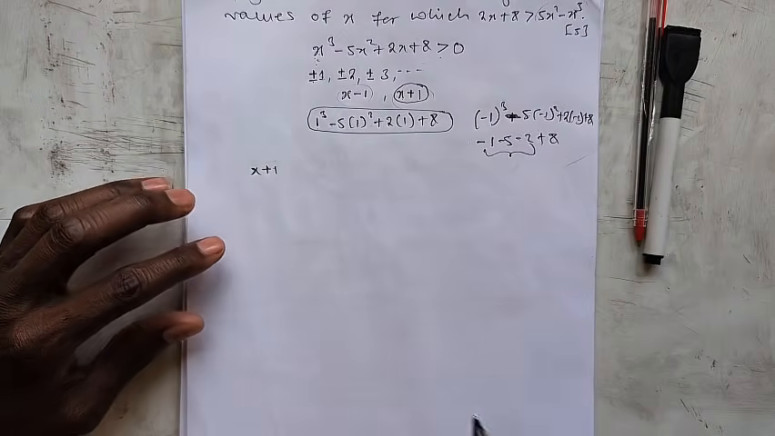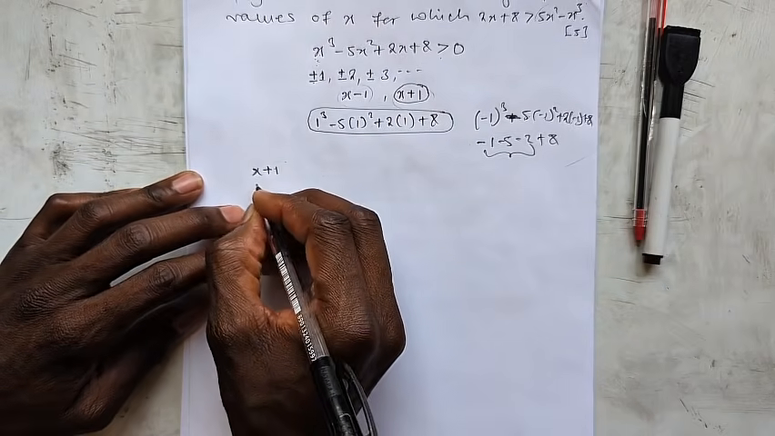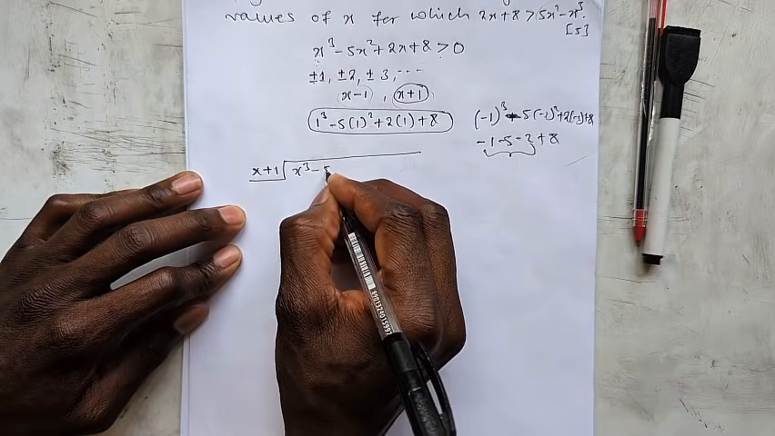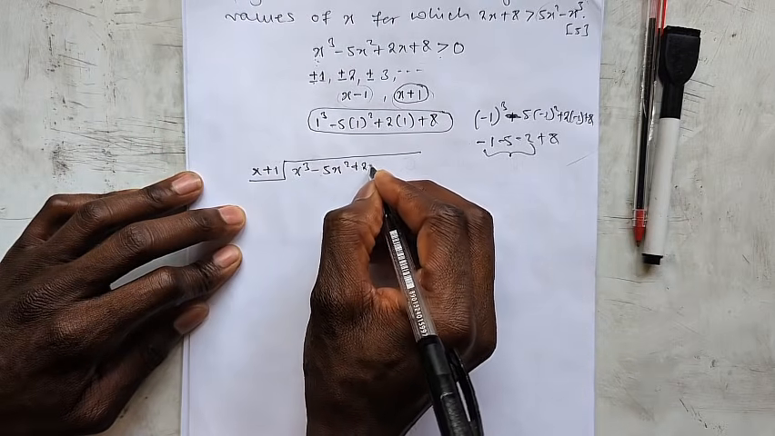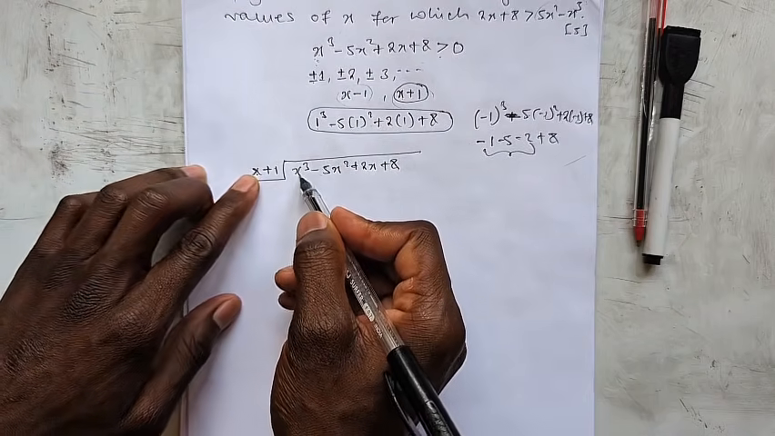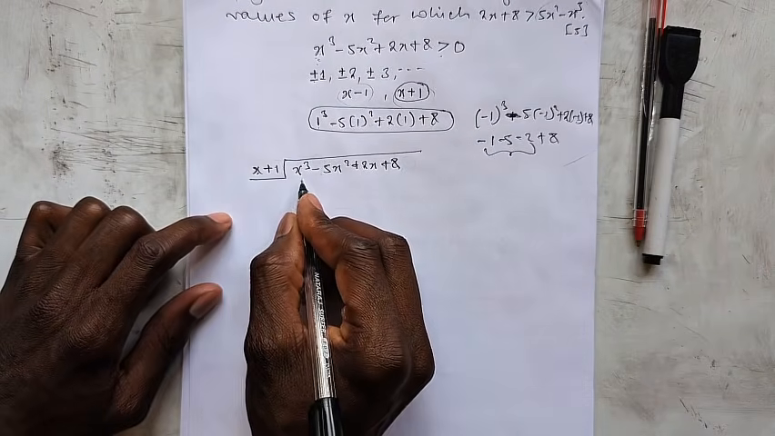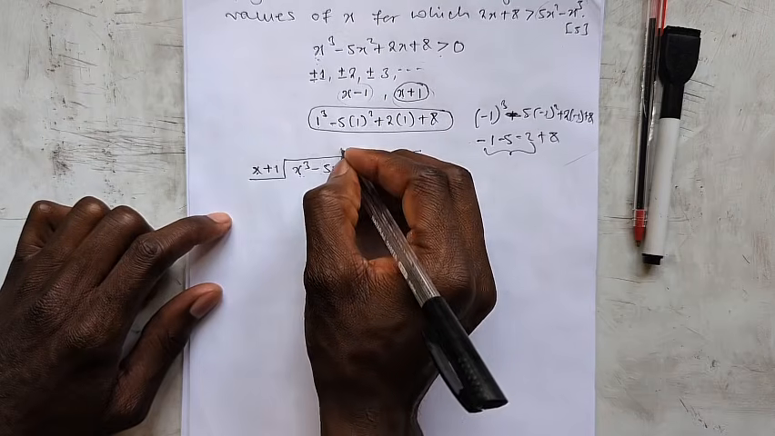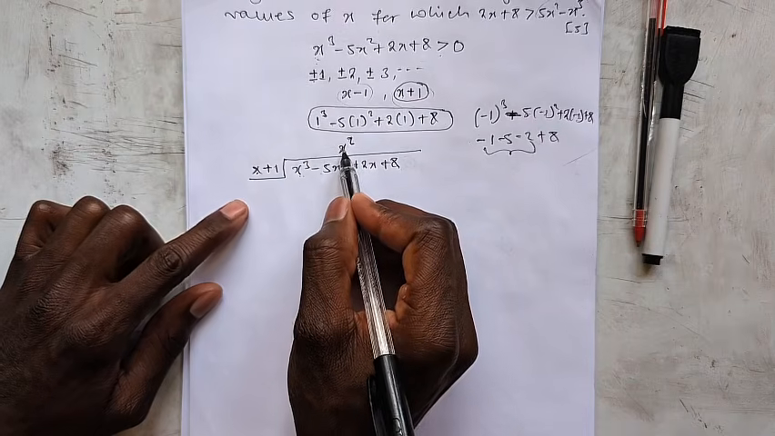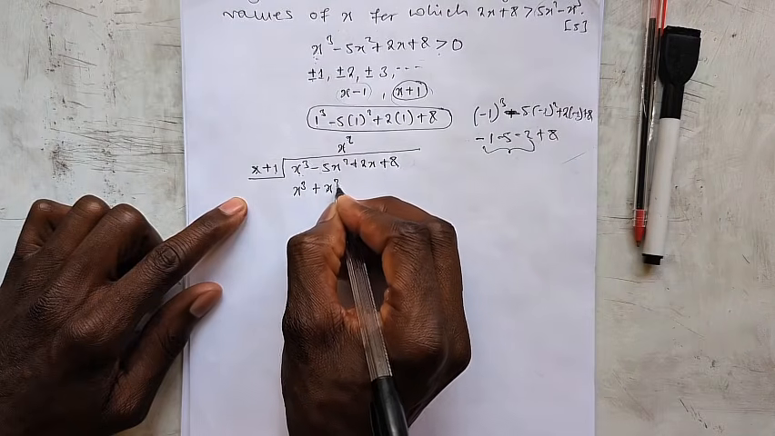How do you use the long division method? If you pick this to be a factor, of course, the polynomial has to go under the division bracket: x power 3 minus 5x squared plus 2x plus 8. You always divide x into the highest power of x in the given expression. So x into x power 3 gives x squared. We multiply this by that to give x power 3, then plus x squared.